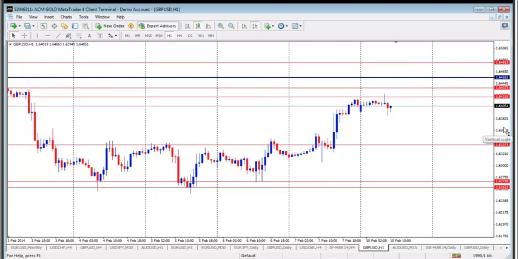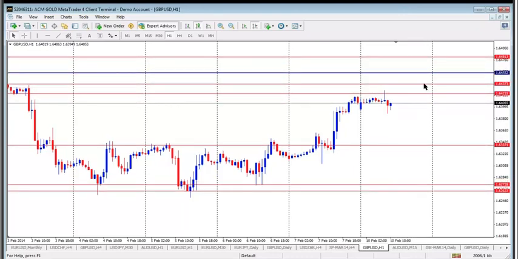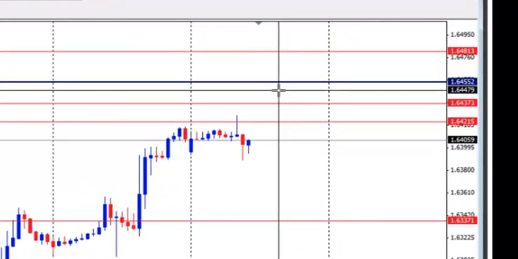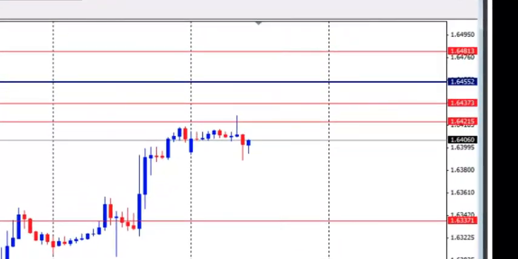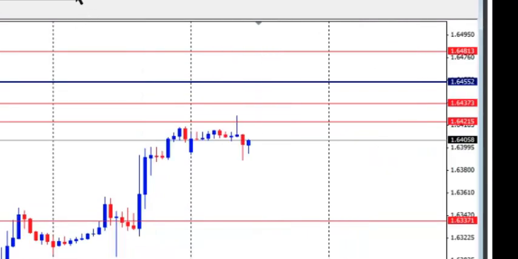Now, all dependent on how Governor Carney approaches the market. If he says anything regarding interest rates, we could see a push right back up again, and it could easily push through these levels here, 164.50 and higher. I'm just going to put on that pivot onto this.